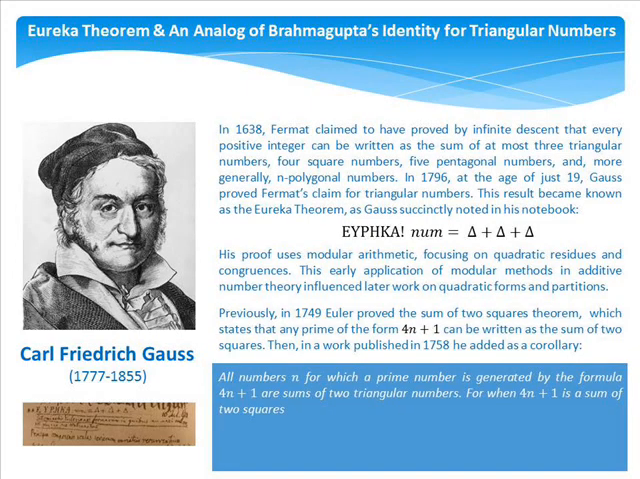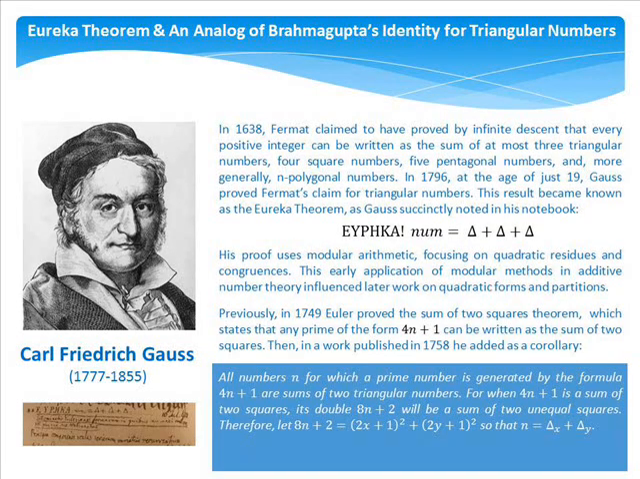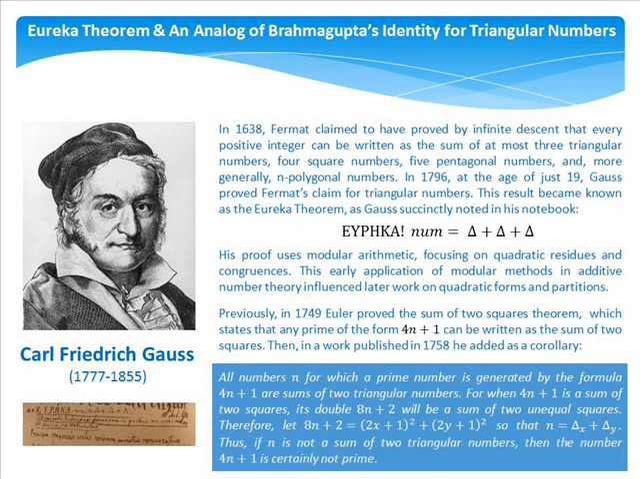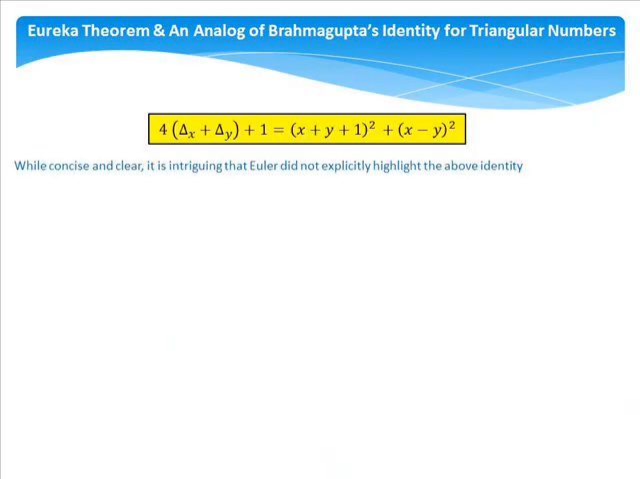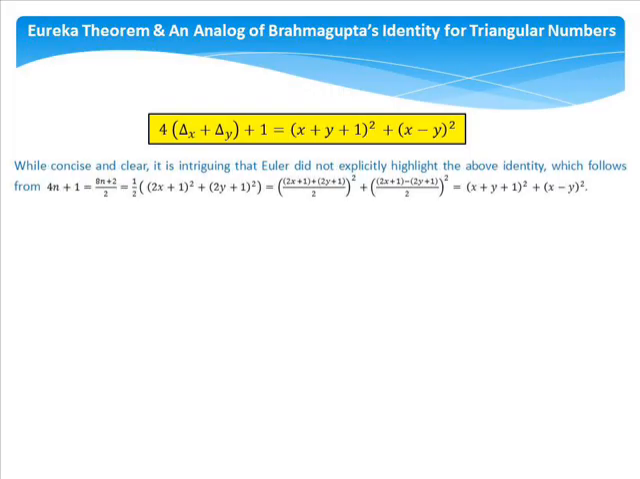For when 4n plus 1 is a sum of two squares, its double 8n plus 2 will be a sum of two unequal squares. Therefore, let 8n plus 2 equal the square of 2x plus 1 plus the square of 2y plus 1, so that n equals the sum of triangular numbers x and y. Thus, if n is not a sum of two triangular numbers, then the number 4n plus 1 is certainly not prime. While concise and clear, it is intriguing that Euler did not explicitly highlight the above identity, which follows easily from these simple steps.